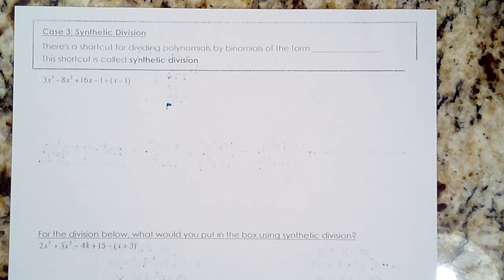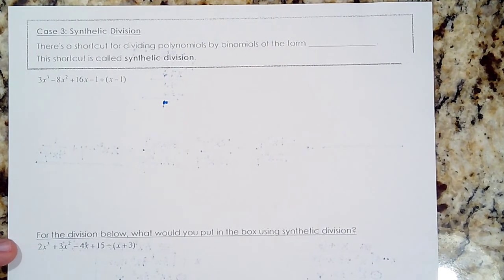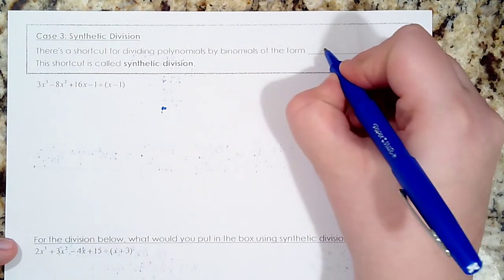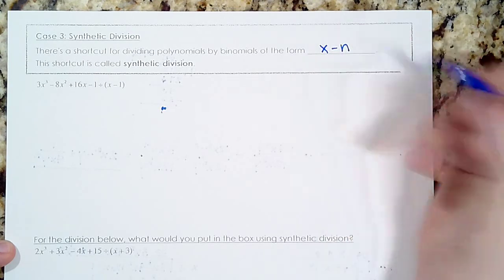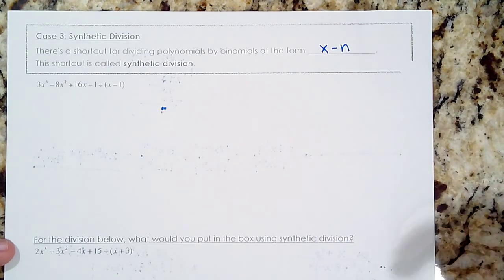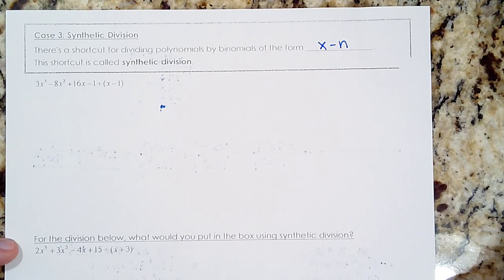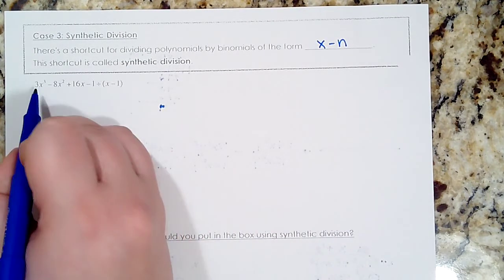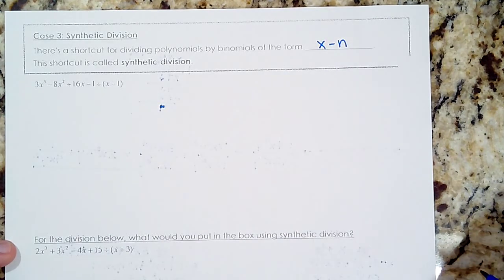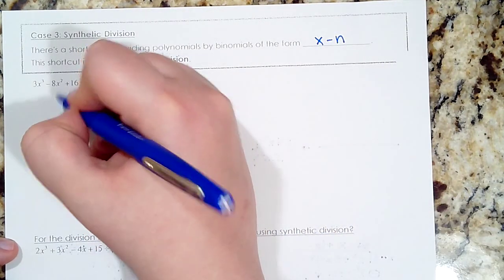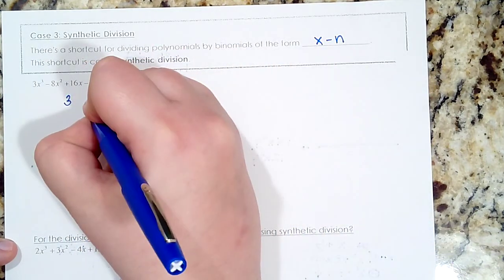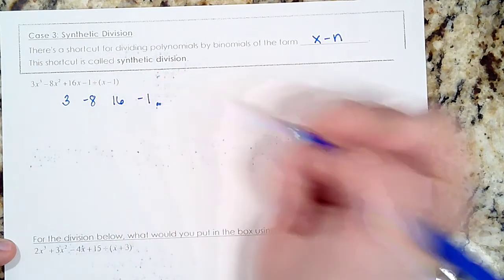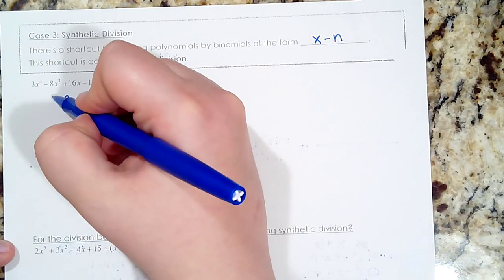it over long division. So there's a shortcut for dividing polynomials by binomials, like we just saw, when the binomial is in the form x minus n. The shortcut is called synthetic division. And the way that I'm going to set it up is by ignoring the variables and only working with the numbers of the problem. So the way that I'm going to do this is I'm going to say 3, -8, +16, and -1.